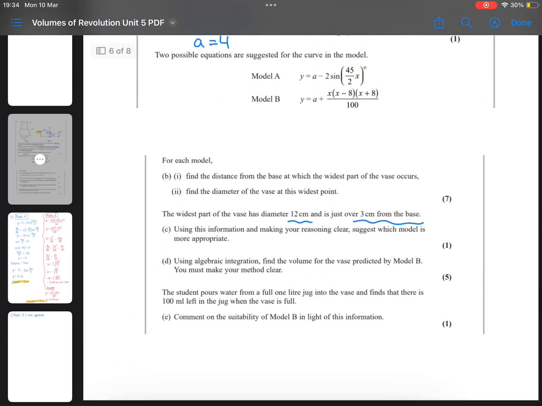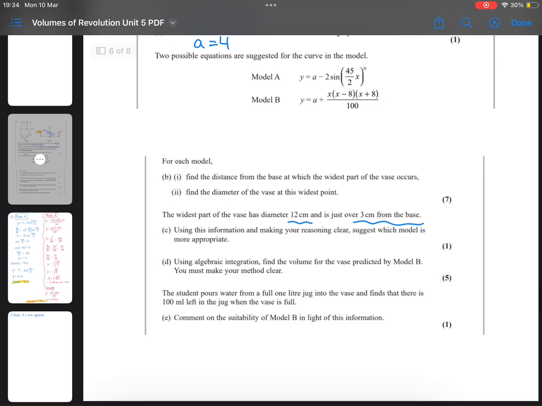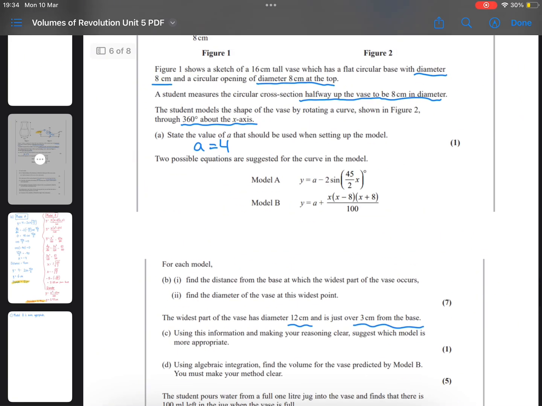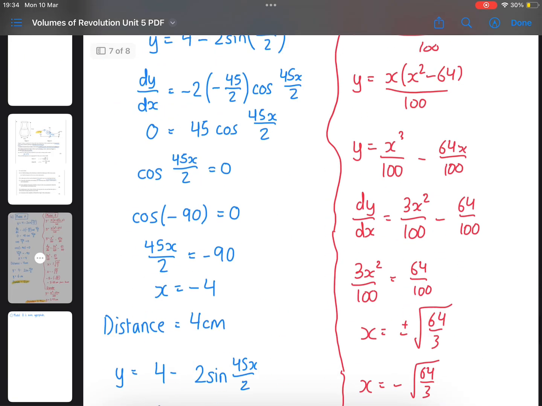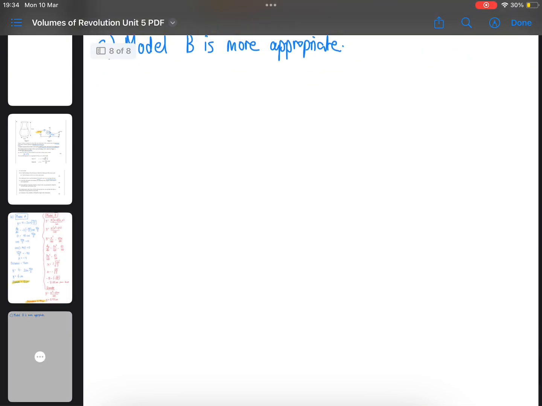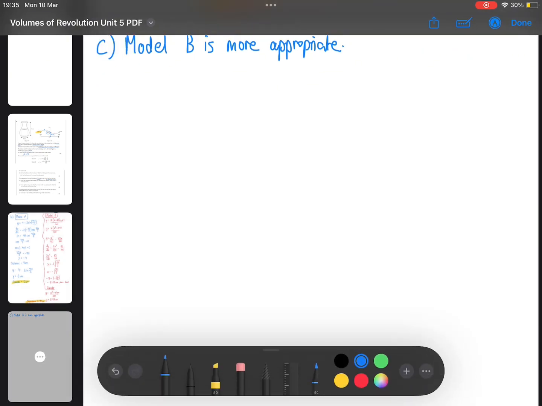Looking at part D, it tells us to use integration to find the volume of the vase predicted by model B, and this question has a lot of algebraic manipulation in it, and it's a bit of a nightmare. I actually made a mistake the first time I was doing this, so I had to go back and fix it, which wasn't very fun.